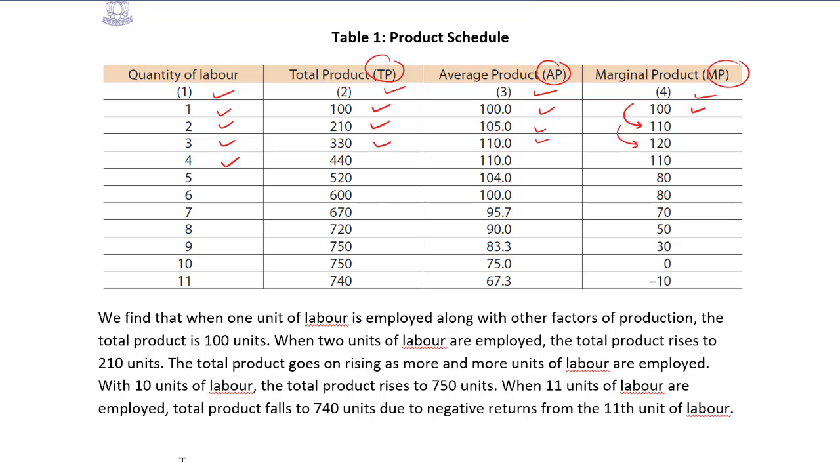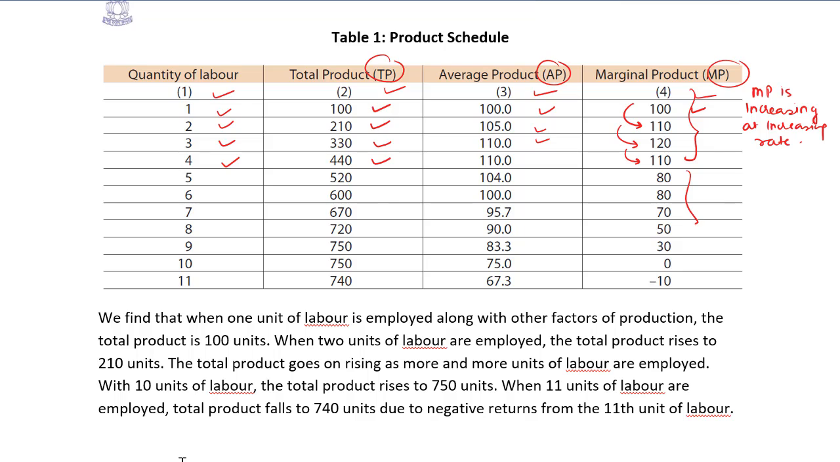Now when the 4th unit of labor is employed, the total product went to 440, the addition is 110. So now the addition is less. The addition is the marginal, it is diminishing now. The marginal product is increasing but at a diminishing rate. Over here marginal product is increasing at an increasing rate, but over here marginal product has started increasing at a decreasing rate.